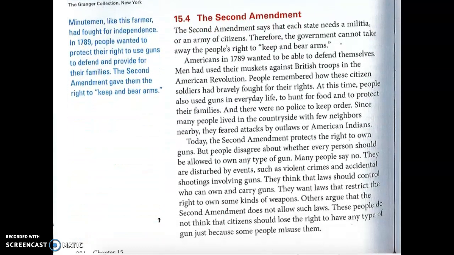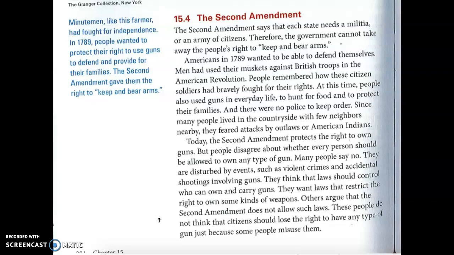The Second Amendment says that each state needs a militia, or an army of citizens. Therefore, the government cannot take away the people's right to keep and bear arms. Americans in 1789 wanted to be able to defend themselves. Men had used their muskets against British troops in the American Revolution. People remembered how these citizen soldiers had bravely fought for their rights.